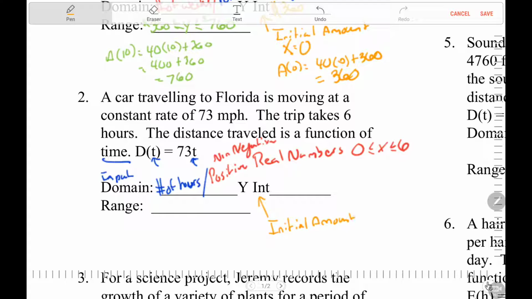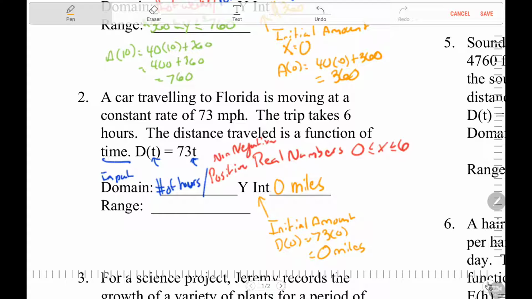And the funny thing here is, if you haven't traveled anywhere, if you've spent no time traveling, guess how far you've gone? 0 miles. So, that's your initial amount, 0 miles. You've gone nowhere.